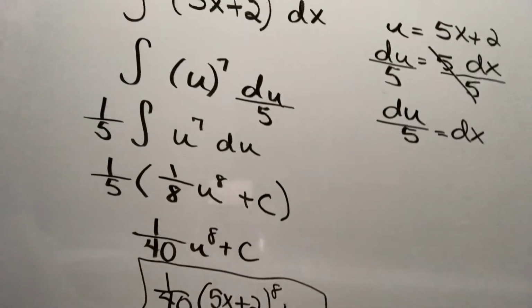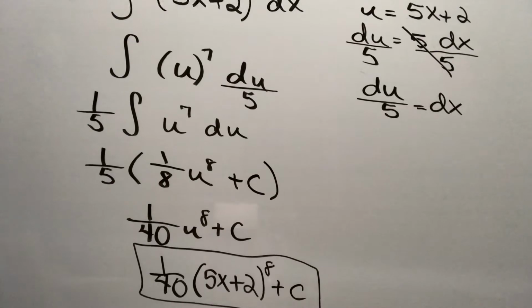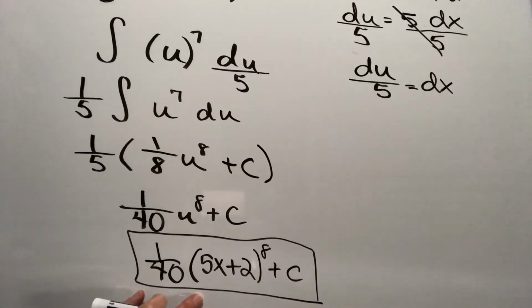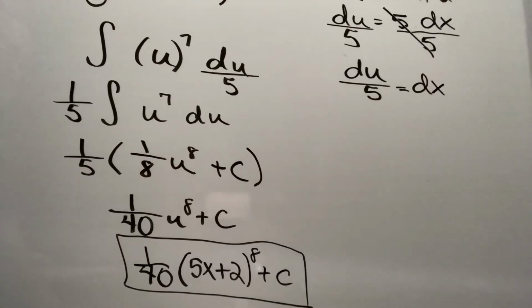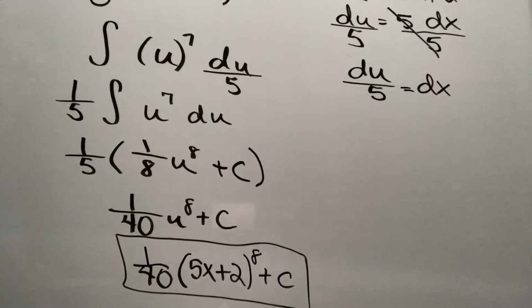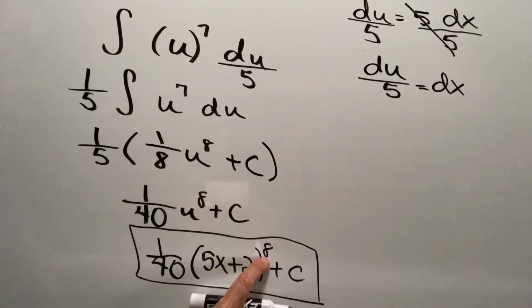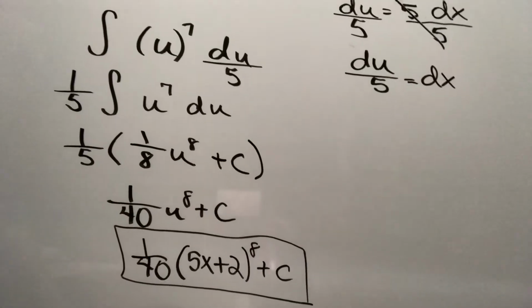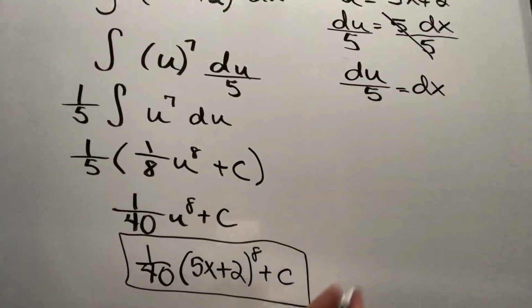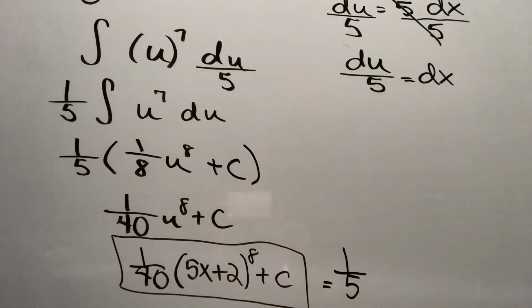Now the directions say to check your answer. So that means we are going to need to take the derivative of our answer and see if it equals the original problem. So let's try that. All right, so what we would do is first multiply the 8 exponent by the 1 over 40. So think of 8 over 40. 8 over 40 is the same thing as 1/5.